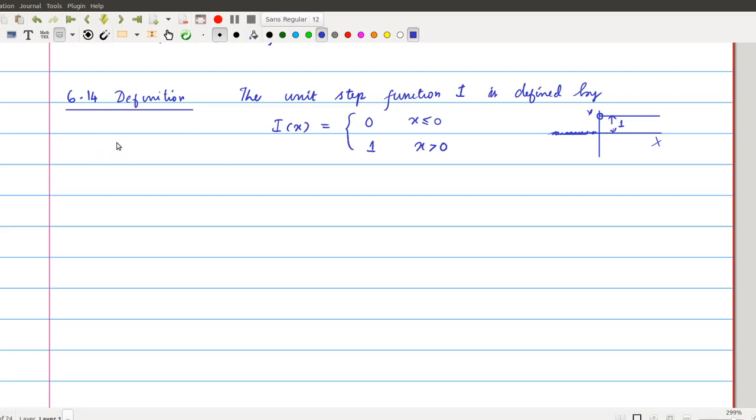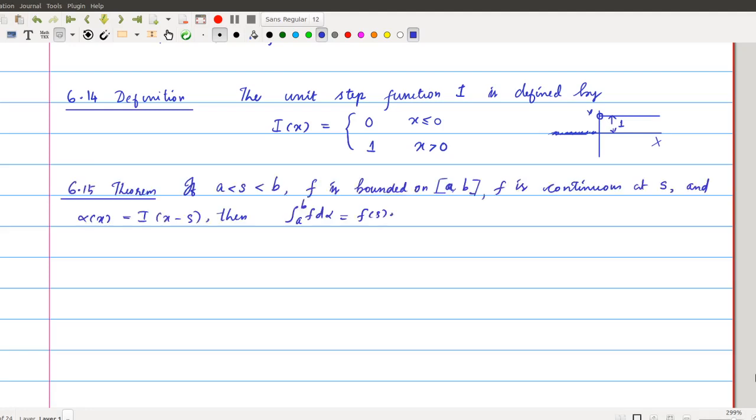Okay, using this definition we will prove the next theorem, theorem 6.15. This is the statement of theorem 6.15. If a is less than s, less than b, f is bounded on [a, b], f is continuous at s, and alpha of x is defined in this manner, alpha of x equal to I of x minus s.